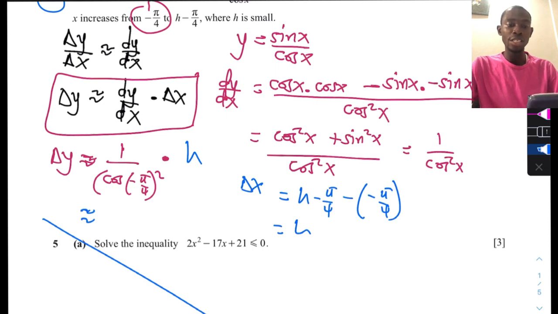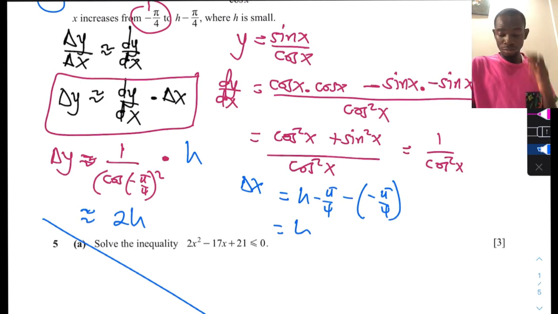Make sure that the calculator is in radians. I nearly worked in degrees, so please make sure that you change it to radians to avoid any surprises, okay? Because you'll be doing the right thing, and at the end of the day, you are wrong, all because you were working in degrees. All right, so this is actually 2h, right? So please make sure that you are working in the right measure, that is radians, okay? All right, so this is how to go about the question.